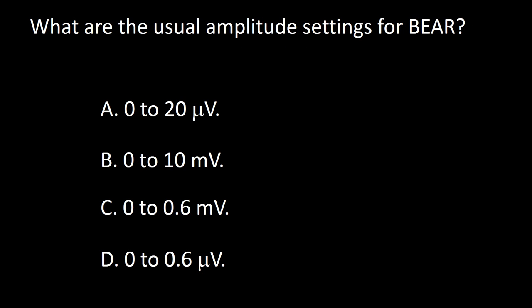Next question. What are the usual amplitude settings for brain auditory evoked responses? A, 0 to 20 microvolts; B, 0 to 10 millivolts; C, 0 to 0.6 millivolts; D, 0 to 0.6 microvolts.